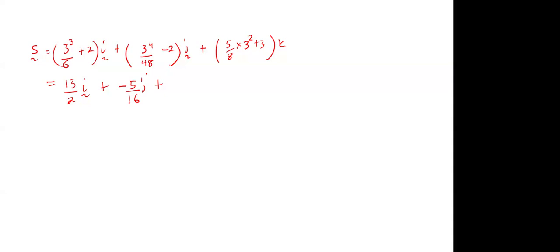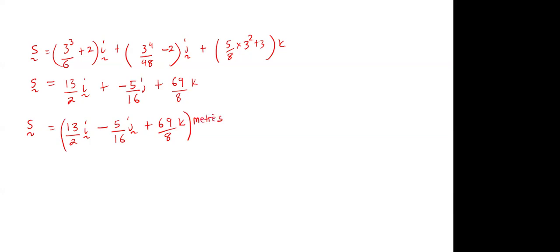So I'm ending up with 69 over 8, and this is my k. So I can conclude and say my answer is 13 over 2 i. Sorry, here instead of writing a plus, since it is a minus, ignore that and say this is minus 5 over 16 j, then plus 69 over 8 k. And then you write everything here in meters. Yeah, so that is how you handle such a part.